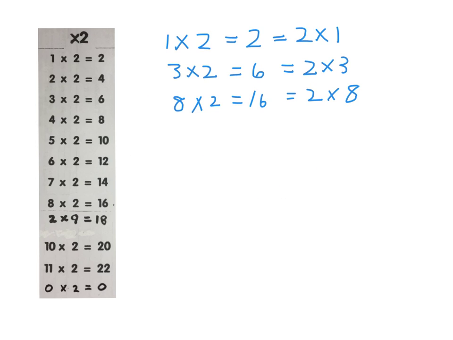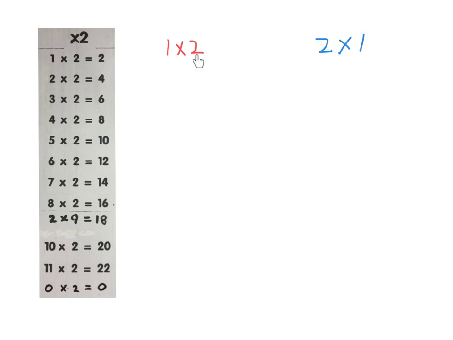Now let's start with the 2 times table. It's very important because this is an easy table to start with. People should understand that 1 times 2 will give me the same answer as 2 times 1, 3 times 2 will give me the same answer as 2 times 3, and 8 times 2 will give me the same answer as 2 times 8. Please explain this to the kids and let them explain it back to you. It's going to take a while for them to get used to this, but it is a very important fact.